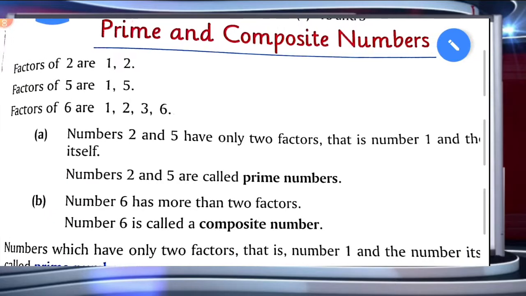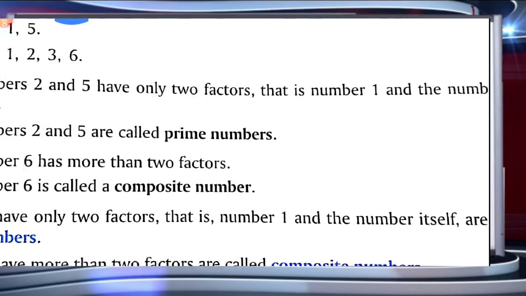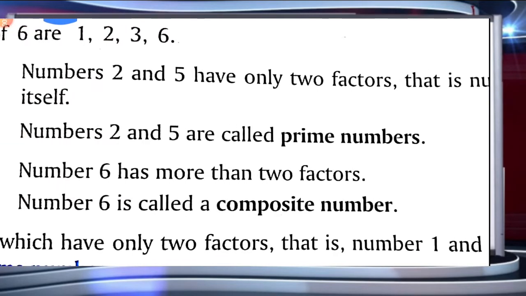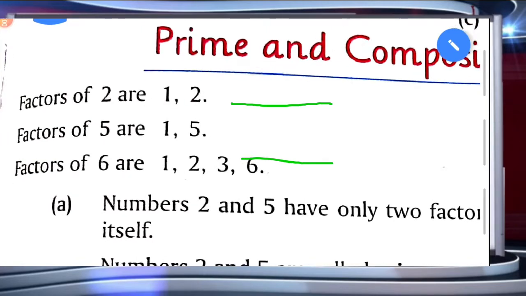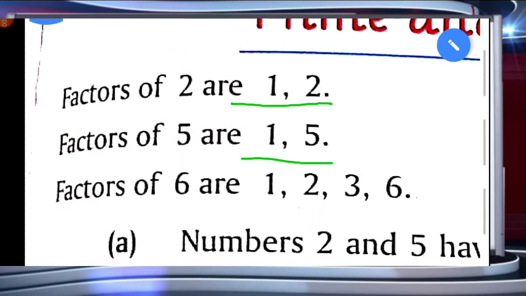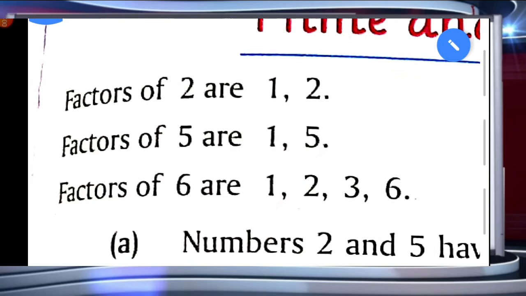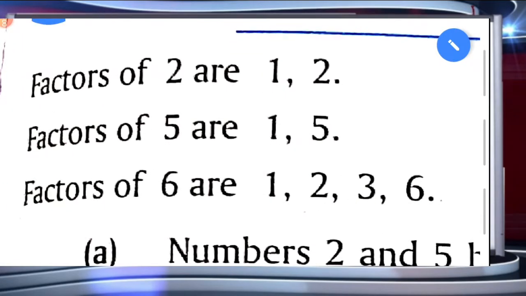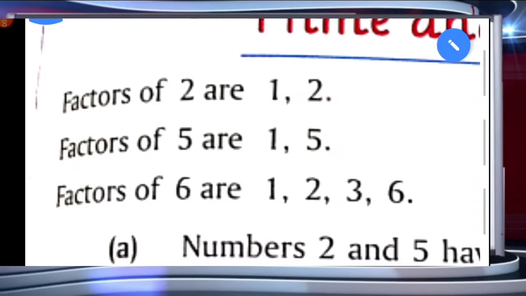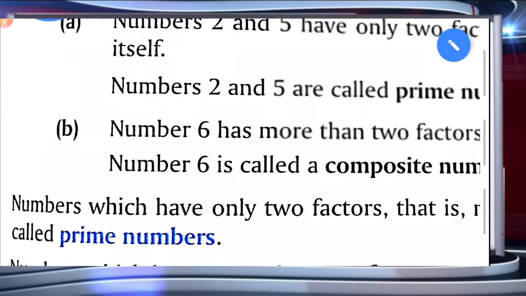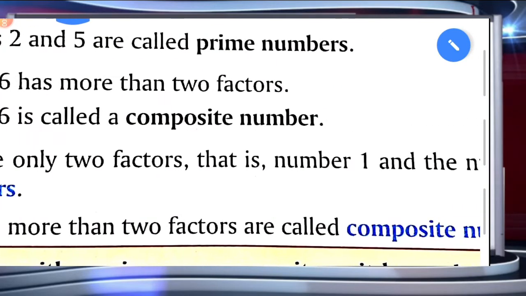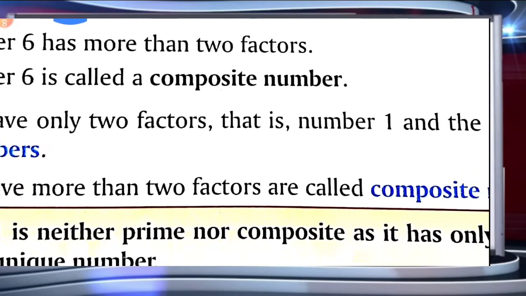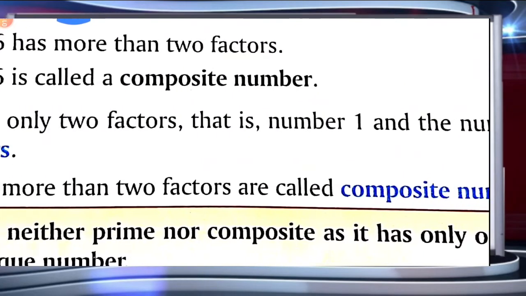Students, you can see here numbers 2 and 5 have only 2 factors, that is 1 and the number itself. See, factors of 2 are 1 and 2 and factors of 5 are 1 and 5. So, they are prime numbers. Numbers which have only 2 factors, that is 1 and the number itself, are called prime numbers. And numbers which have more than 2 factors are called composite numbers.